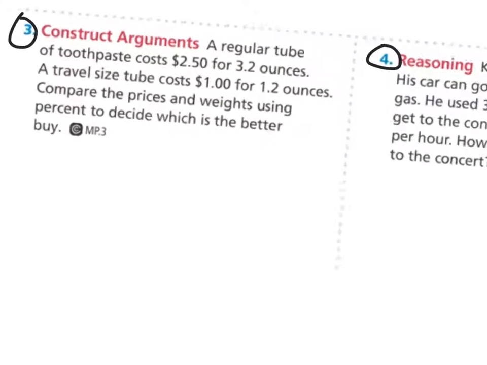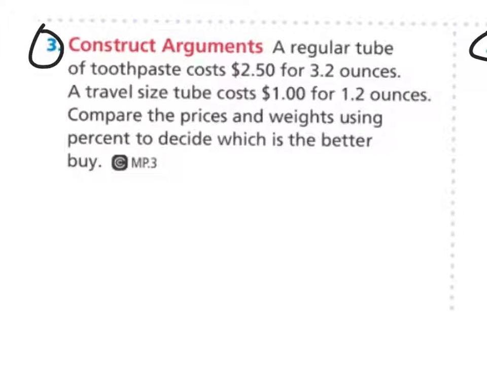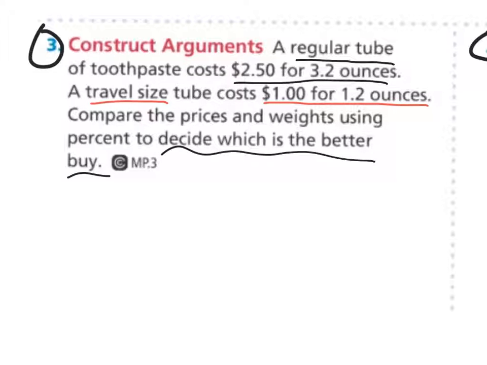Number 3, a regular tube of toothpaste costs $2.50 for 3.2 ounces. A travel size costs $1 for 1.2 ounces. Compare the prices and weights using the percent to decide which is the better buy.